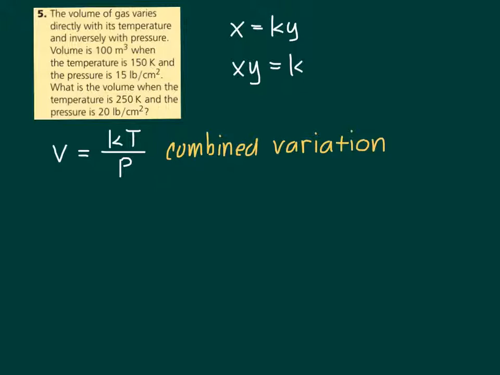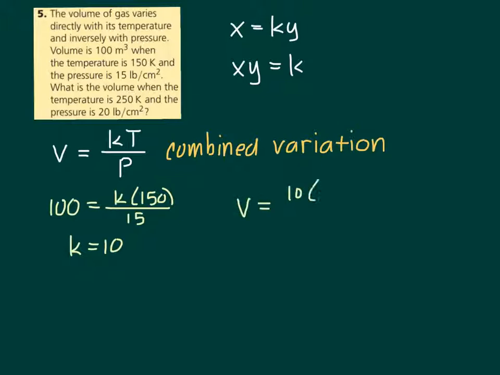Does that make sense to everybody? Why the temperature is in the numerator, pressure's in the denominator. So then we plug in what we had at the beginning. 100 is K times 150 over 15. So then K is 10. So then we move on, what is my volume when the temperature is 250 and the pressure is 20? That volume is going to be 125 meters cubed.